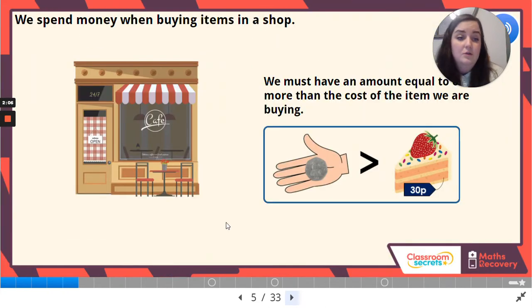Okay, so normally we spend money when we buy things, whether that's from the shop or online, lots of different places. So when we pay for something, we must have the money that equals the right amount. So if you want to buy something that's 27p, you can give the shopkeeper 27p exactly, or you need to give them money that is worth more than what you're buying.